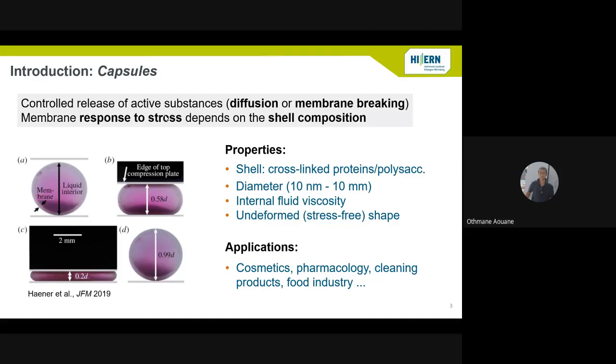Capsules are mainly used to transport and deliver active substances by either membrane breaking or diffusion. Both phenomena happen at two different time scales. The diffusion is quite slow and happens on the scale of a couple of seconds, and the transport by membrane breaking basically happens in the span of microseconds.